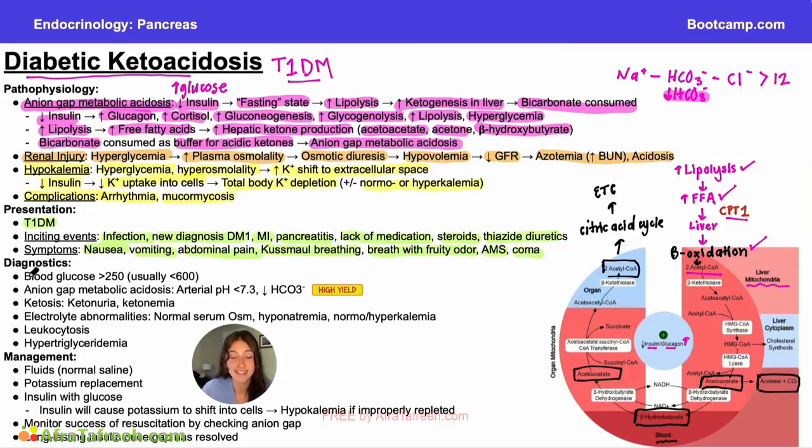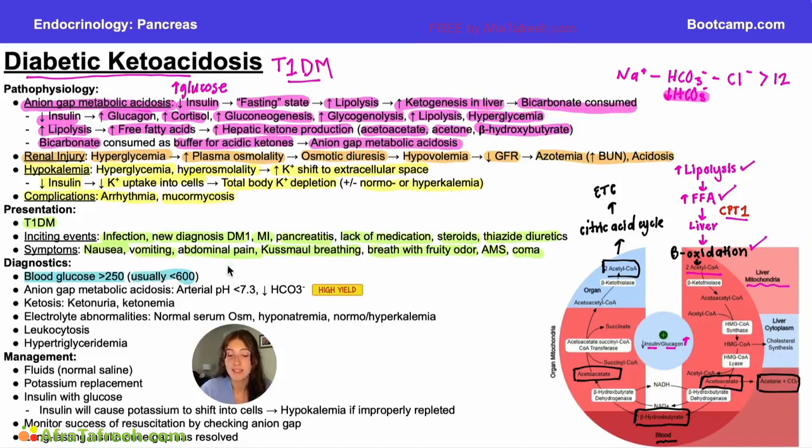The diagnostics of DKA: usually you're going to have a blood glucose above 250. Remember, we talked about how it's not a problem of not having glucose, it's a problem of not having insulin to tell your body that you do have glucose or be able to use the glucose. Usually the blood glucose will not be above 600. That's more characteristic of HHS, which we'll talk about in the next video.